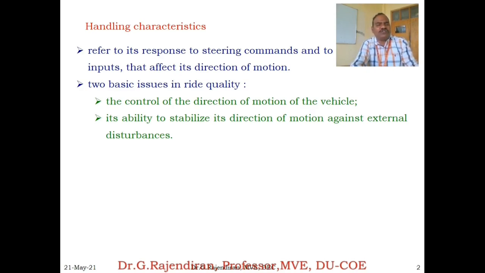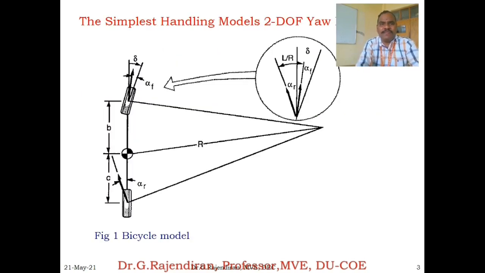How is the vehicle to stabilize its direction? Our main aim is to keep the directional stability of the vehicle. How is the vehicle able to stabilize its direction under external disturbances? Now, here there is a simple handling model of 2 degrees of freedom, the yaw plane model.